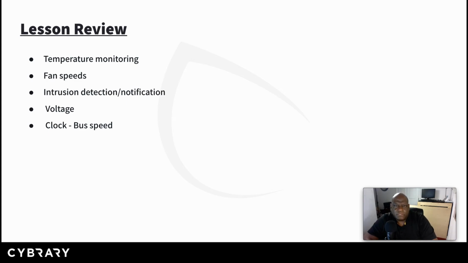Okay, so let's review some of the items that we went over. We talked about temperature monitoring, and we stressed how important it is in your system and what can cause improper temperatures and the damage. We talked about fan speeds, and we looked at different examples of changing and monitoring the fan speeds across different BIOS utilities. We talked about intrusion detection and notification and how that looks. We talked about voltage, which is very important, making sure you monitor the voltage in your system unit. And finally, we rounded off by talking about the clock and bus speeds and monitoring there.